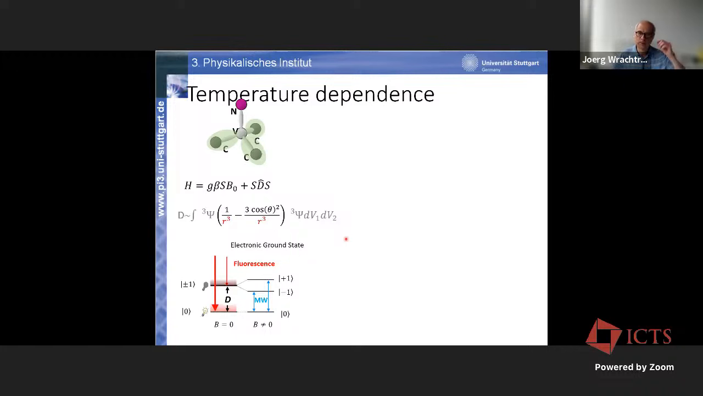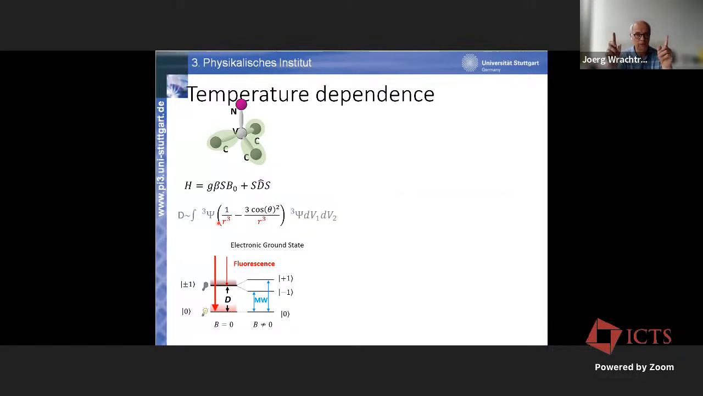Our defects are actually defects in a crystalline lattice, say diamond, silicon carbide, other solids. The spin ground state of our defects is actually a spin triplet. So you have two unpaired electron spins. These two unpaired electron spins have a mutual interaction, a dipole-dipole interaction. And the size of this dipole-dipole interaction is just the spin wave function averaged over the dipolar interaction Hamiltonian. That is what this integral says.